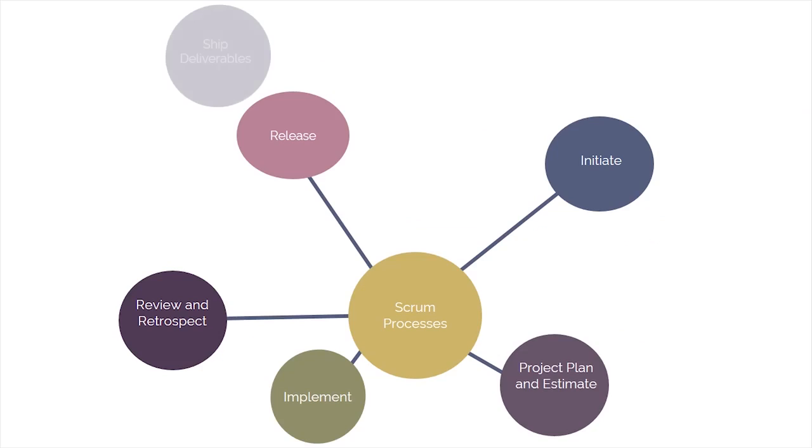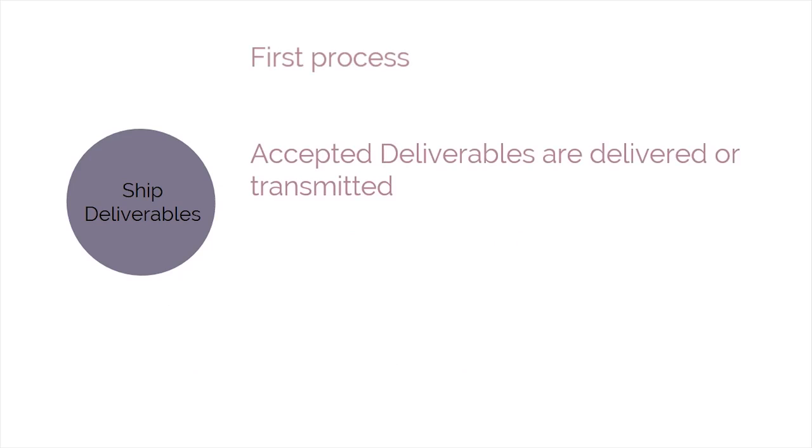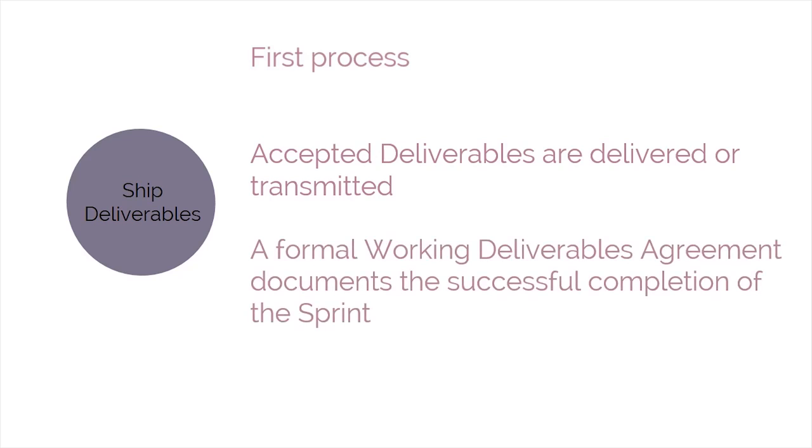The last phase is release. There are two main processes performed during this phase. The first one is ship deliverables. In this process, accepted deliverables are delivered or transmitted to the relevant stakeholders. A formal working deliverables agreement documents the successful completion of the sprint.